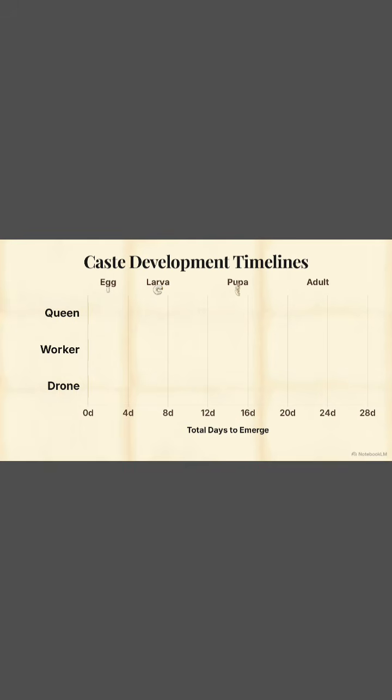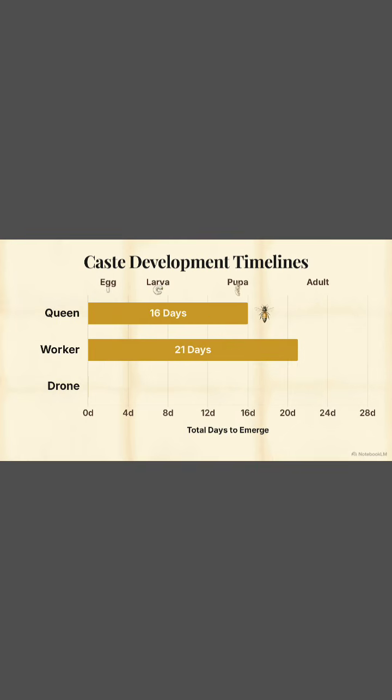The total development time changes depending on the caste. A queen emerges as a fully formed adult in just 16 days. A worker takes 21 days, and a drone requires 24 days to develop completely. The queen completes her cycle 5 days faster than a worker because she is fed a highly nutritious secretion called royal jelly throughout her entire larval stage.